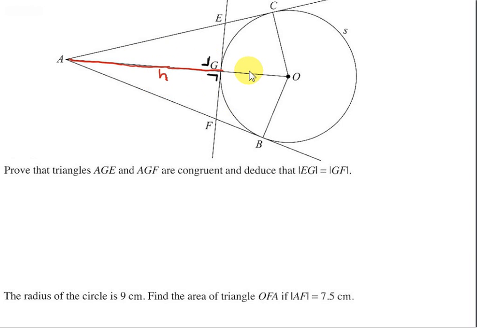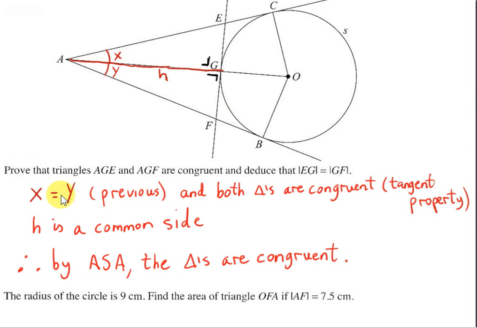Now, from the previous part, we know that these two angles are the same. I call these angles X and Y, and I might as well call them X and Y here. Now this is important. Without this fact, we don't have enough information to prove that these two triangles are congruent. Now we have a case of two angles the same and a side the same in both of these triangles. So anyway, I'll just go through the proof.